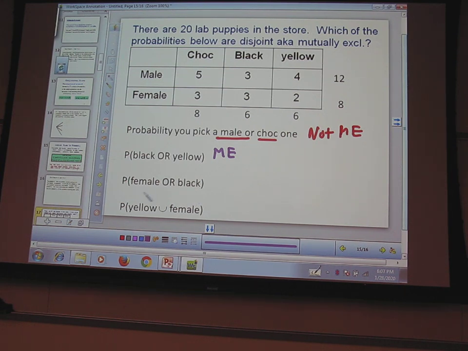Okay, so female or black? Not mutually exclusive. You can be both. How about yellow or female? Not mutually exclusive. Good.